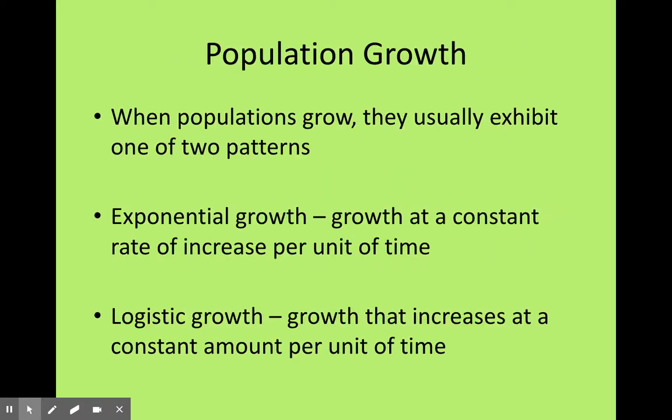So let's get into the specifics of population growth. There are two types of ways that populations can grow. They usually exhibit these two patterns. The first is exponential growth, and that's a growth at a constant rate of increase per unit time. And then there's logistic growth, which is a growth that increases at a constant amount per unit time.